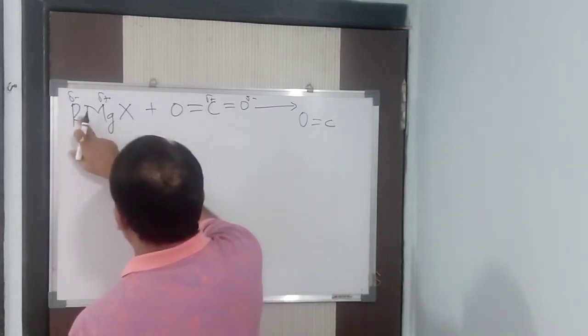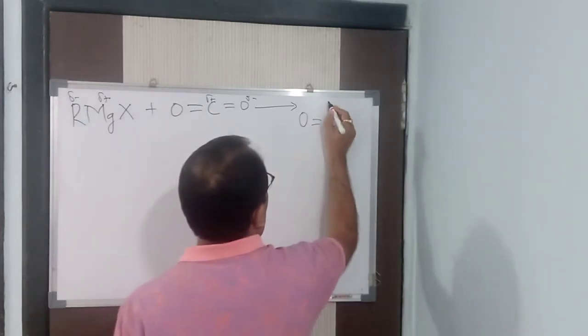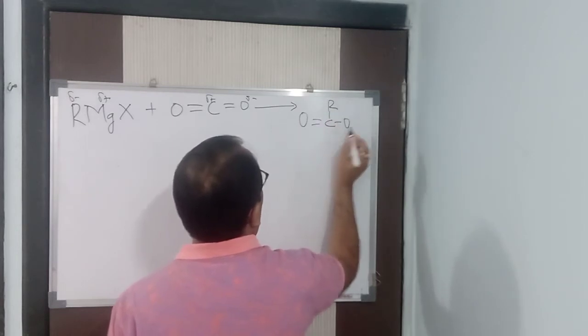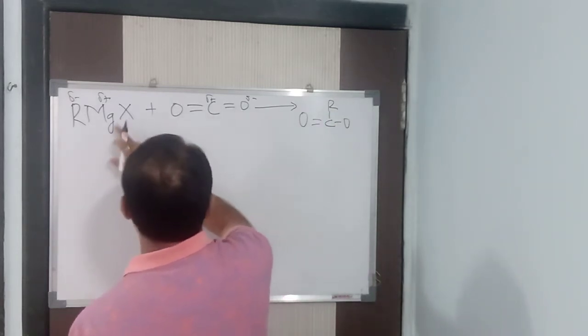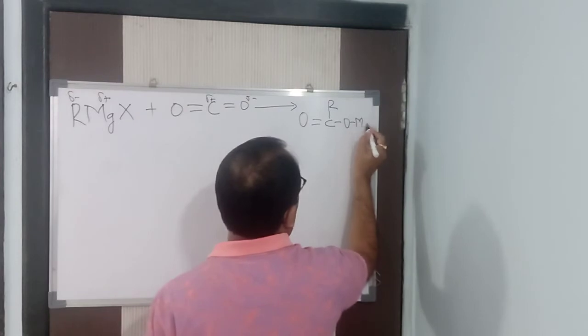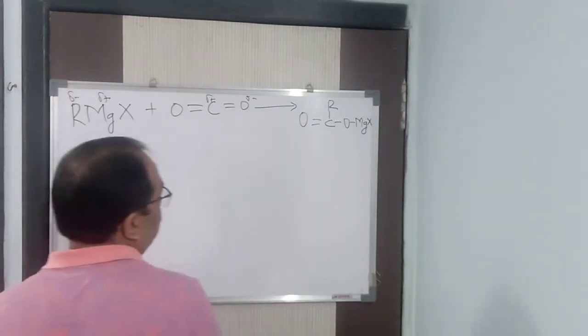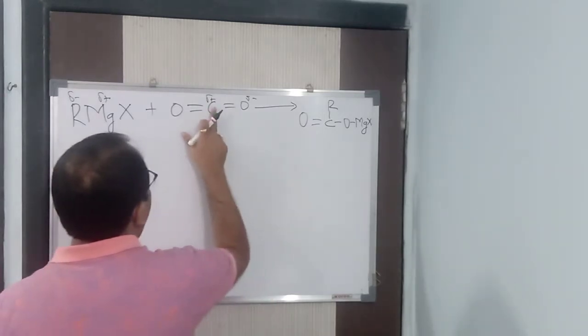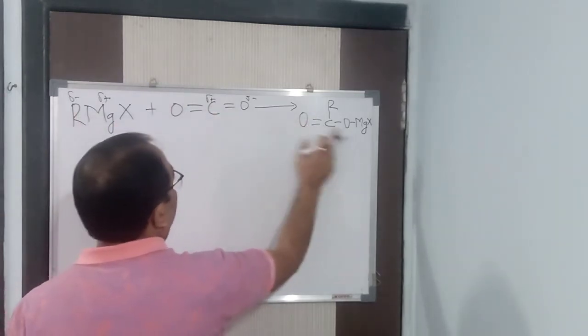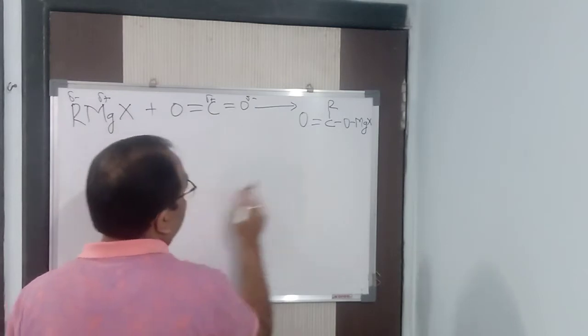The negative part is going to get added, that is R. Got it? Now again this O is negative, so the positive part is added, that is MgX. Clear? This is the addition product. See how it is. Here C is positive, so the negative part R is added. Here O is negative, so the positive part MgX is added.